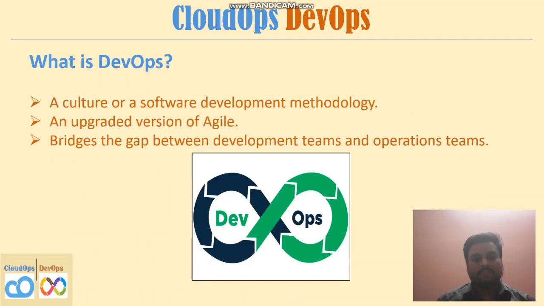So let us see what is DevOps. The full form of DevOps is development and operations. Many years back, software development used to take place with the help of a methodology called the waterfall model. Now, as the name suggests, waterfall, it was a unidirectional methodology. Every process would happen only when the previous phase has completed.